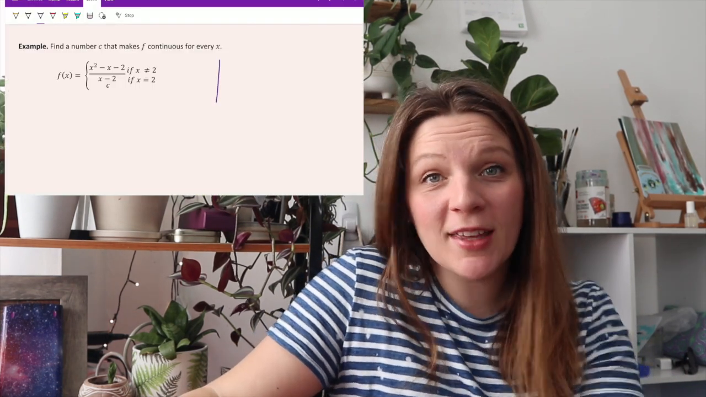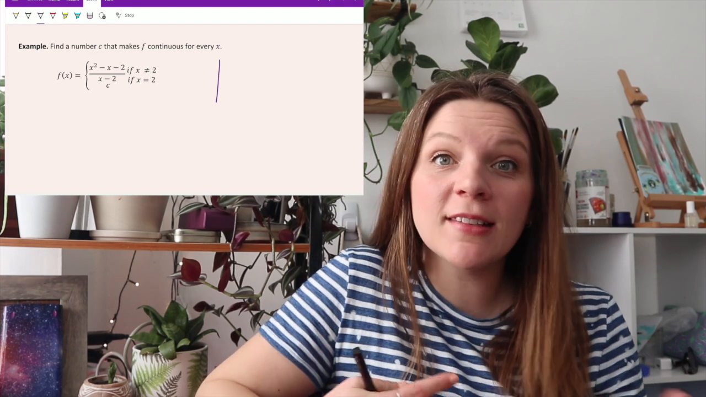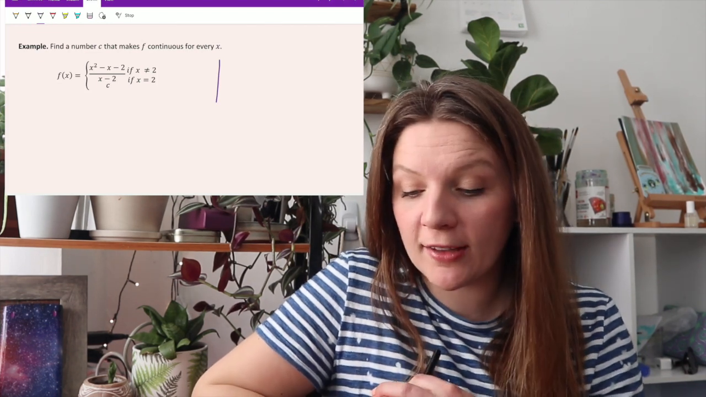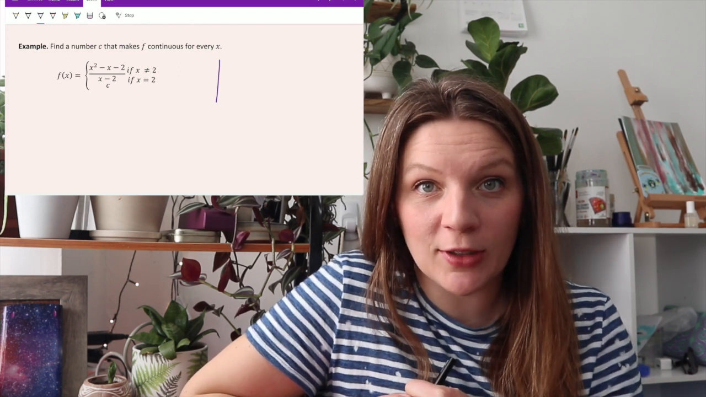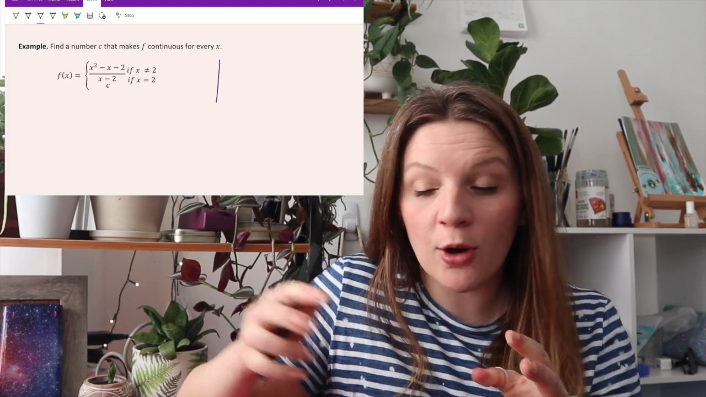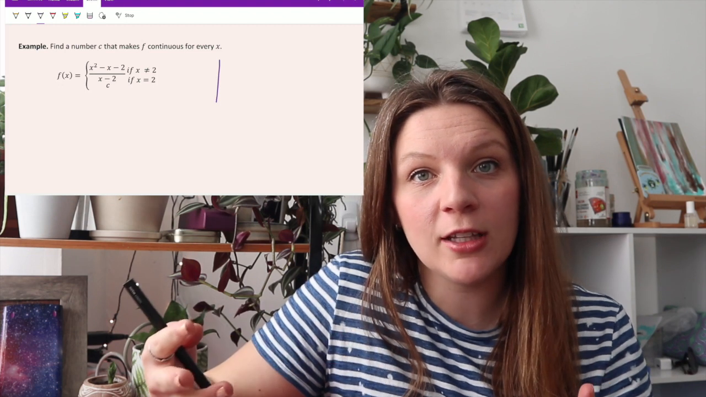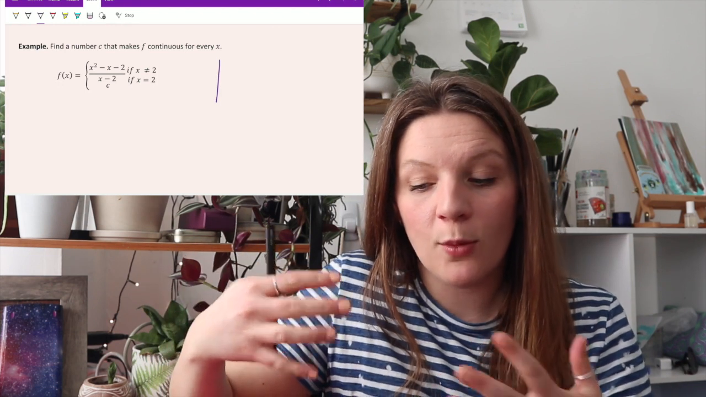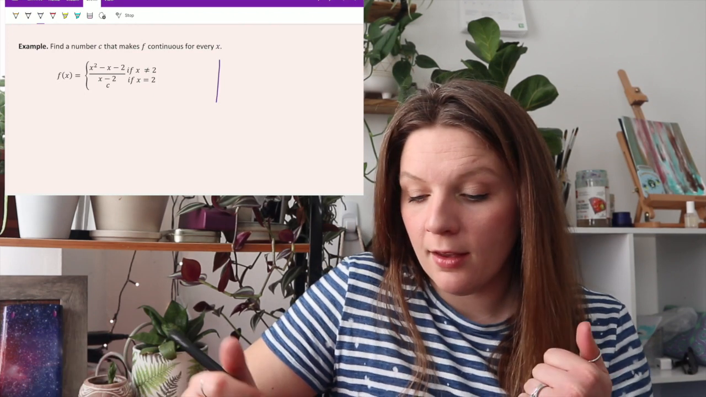In this example, we'd like to find a number c that makes f continuous. So this is once again the function we looked at before, where x squared minus x minus 2 all over x minus 2 is the function we're interested in. But now we've written it as a piecewise function. So we would like to figure out what value of c I should make my function equal to when x is equal to 2 so that I have a continuous function.